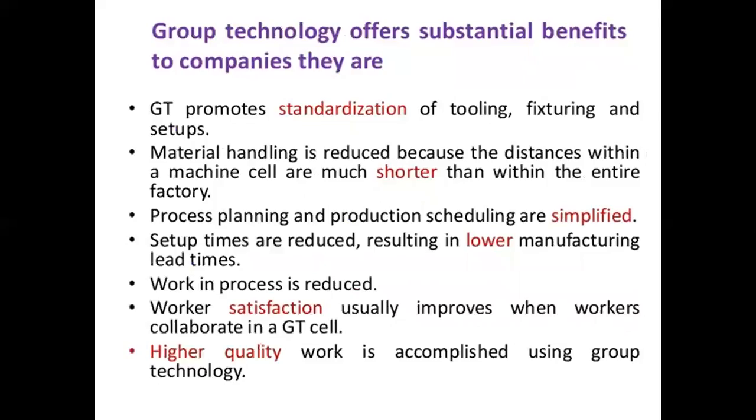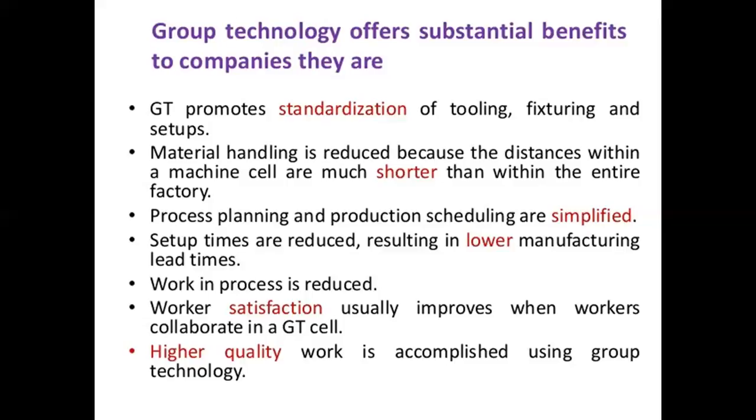Coming to the substantial benefits to companies, what are the substantial benefits of GT, or group technology? When you group everything depending upon part families and machine cells, it will promote the standardization of your tooling, fixturing and setup. When you have specific machine cells, you go for good standard tools and also fixturing. What is fixturing? You are holding your work parts; that we call fixtures. That is the first thing.